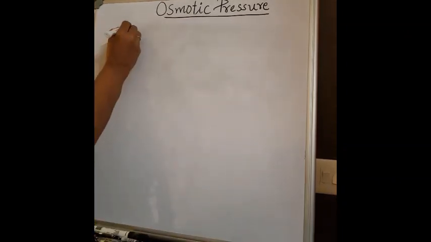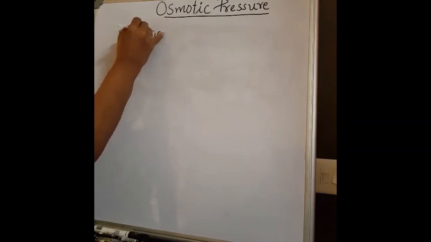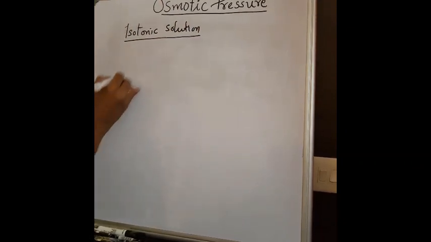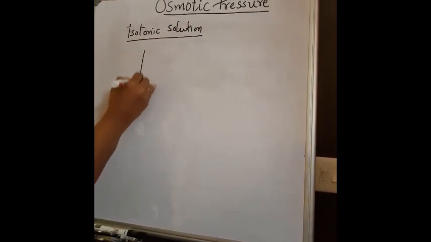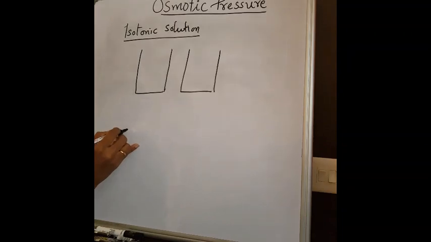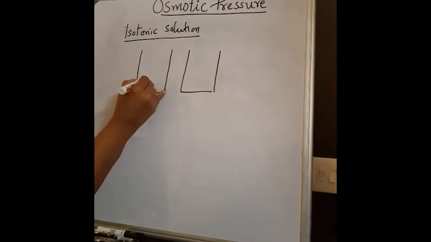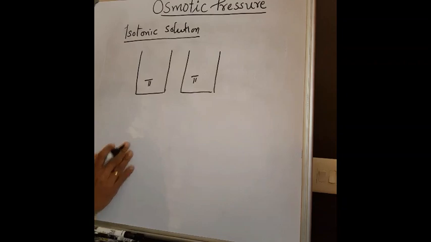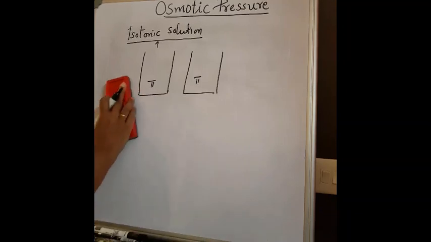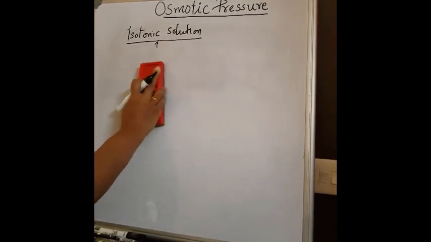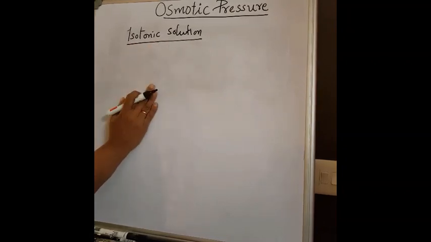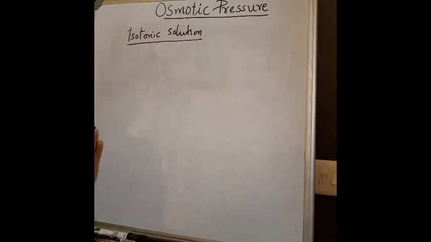isotonic solution. Now, what do you mean by isotonic solution? For example, if I have 2 solutions having the same osmotic pressure, pi and pi, then these solutions are called what? Isotonic solutions. So, when 2 solutions are having the same osmotic pressure, it is called an isotonic solution.